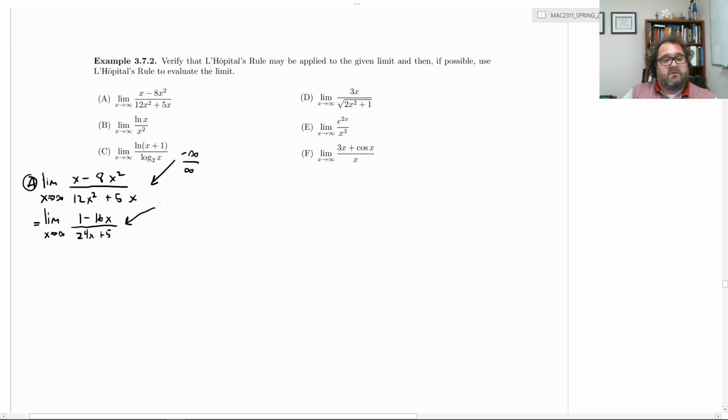Notice that's still in negative infinity over infinity form. If you look at the limit of the top and bottom individually, they're still going off to negative infinity and positive infinity, respectively. But here's the thing: you can apply L'Hopital's rule again. We saw that in one example in the previous video. So apply L'Hopital's rule again. The derivative of the numerator is negative 16. The derivative of the denominator is 24.